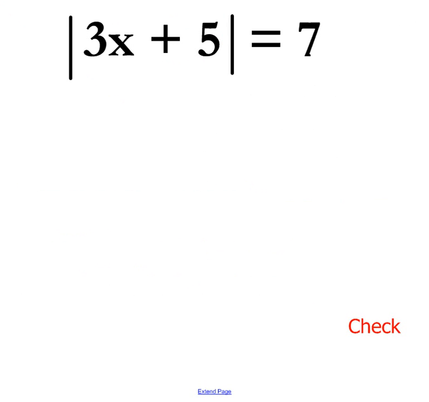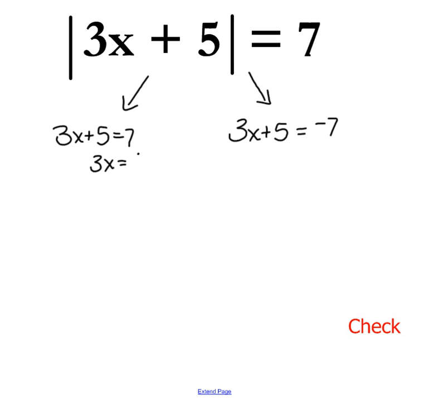So the next problem, why don't you pause here and try this on your own and come back and check with me. I'm going to go ahead and set up my two cases. So I get 3x plus 5 equals 7, and 3x plus 5 equals negative 7. I get 3x equals 2, and I get x equals 2 thirds. I get 3x equals negative 12, and x equals negative 4. So I have two answers. I do need to check.